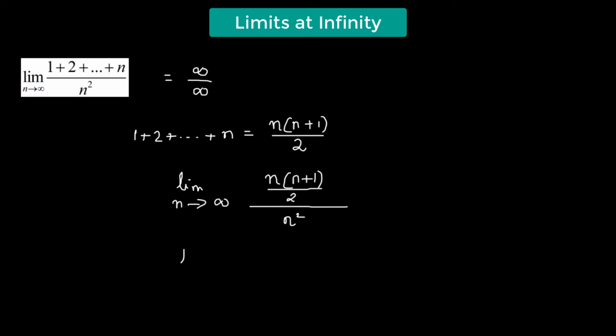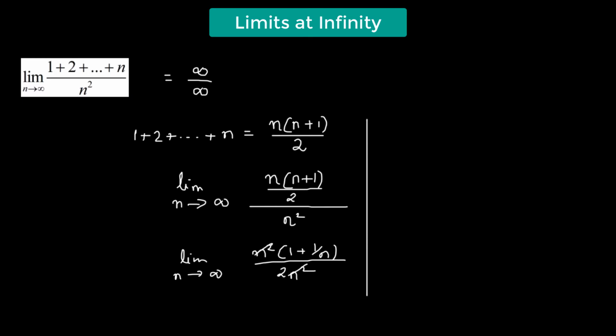Now we take n as the common factor from n plus 1, so that leaves us with n squared times (1 plus 1 over n) divided by 2n squared. So we take n squared as the common factor and cancel it out from both the numerator and the denominator. That leaves us with the limit as n tends to infinity of (1 plus 1 over n) divided by 2.